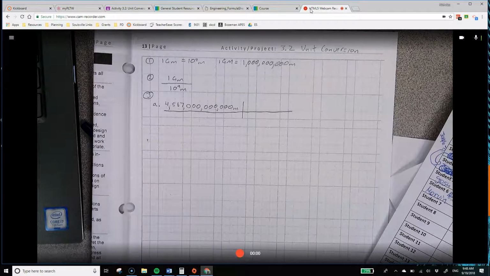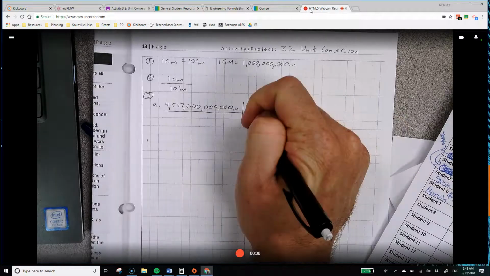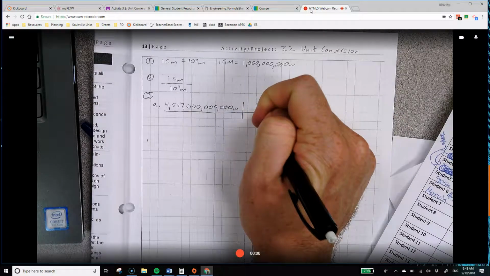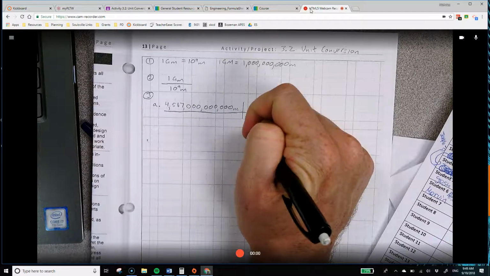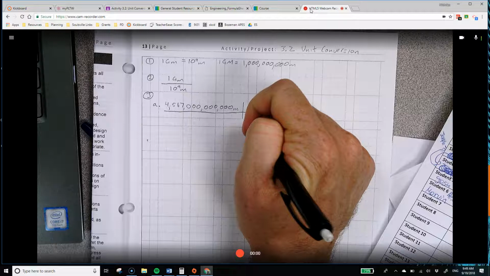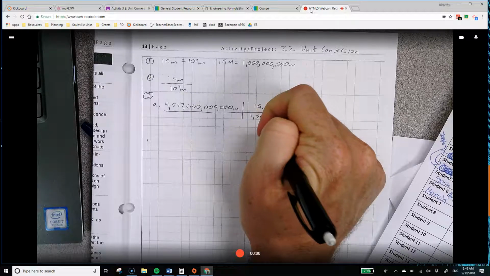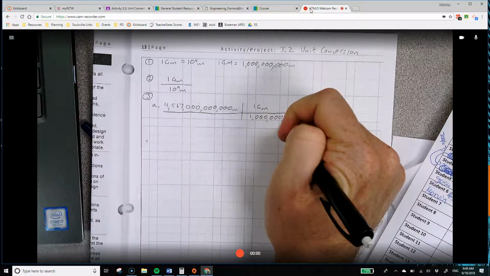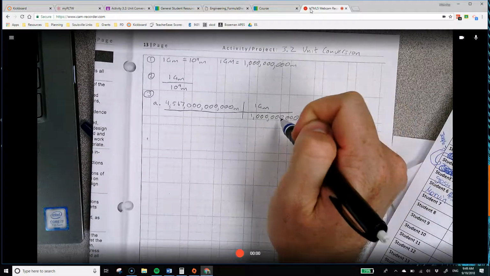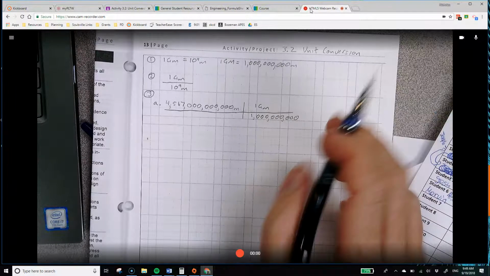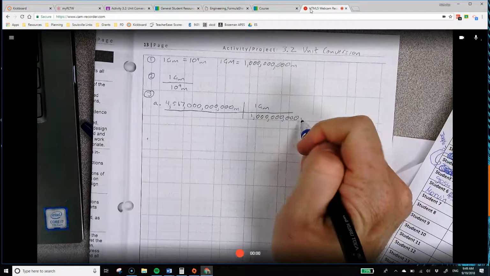And then I want to convert my meters to gigameters. Because I wrote out all the zeros here, I'm going to write out all the zeros in my conversion as well. So 1 gigameter over 1 billion meters.